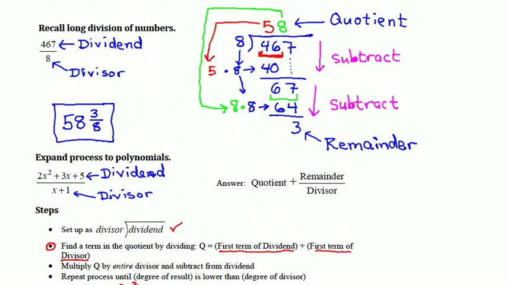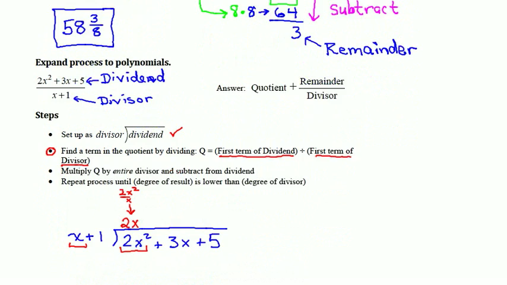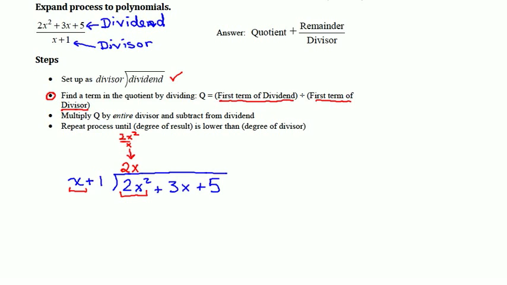I'm now at this stage right here where I brought down the 5 that I had just calculated and I multiplied it by 8, which was my divisor. At this stage I do bring in the whole divisor, not just the first term. So my next step is to take that 2x that I just calculated, writing off to the side here, multiply it by the whole divisor, x plus 1, and put the result underneath my dividend.